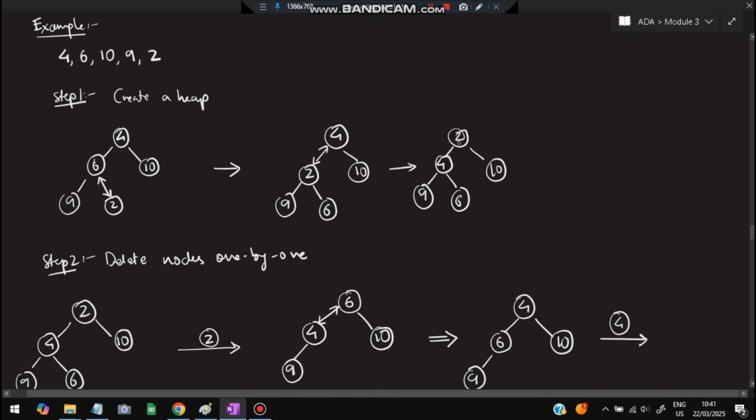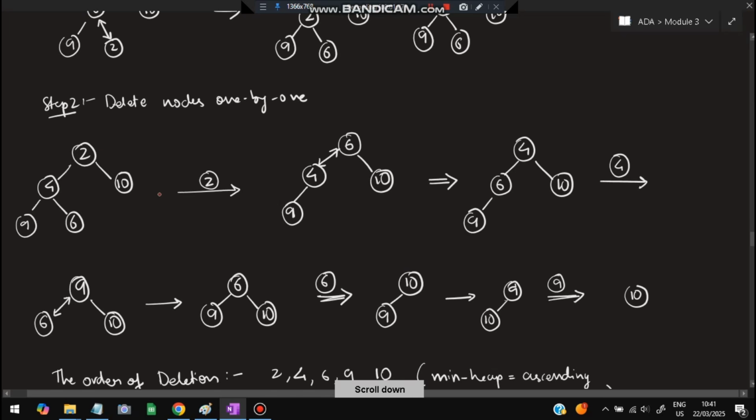Now I have got 2 here. Observe carefully, among all these elements 2 is the smallest element, because of the algorithm which we applied. If you want the ascending order, this should be the first element, so we have to delete this node. Then delete nodes one by one. We are deleting 2 here. Okay, 2 we have deleted.